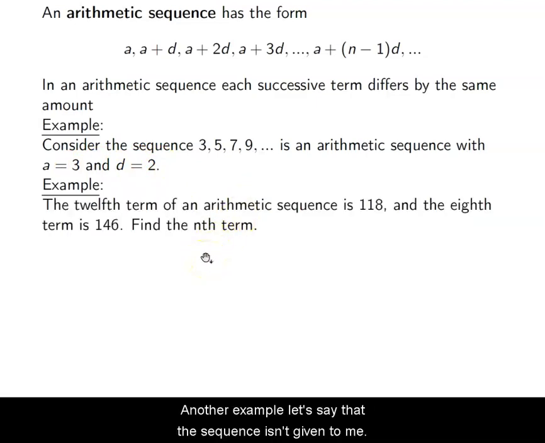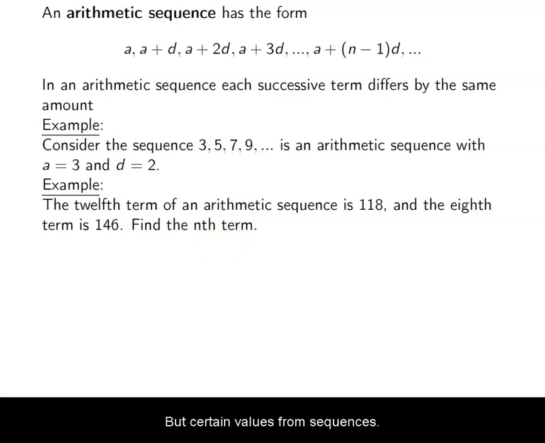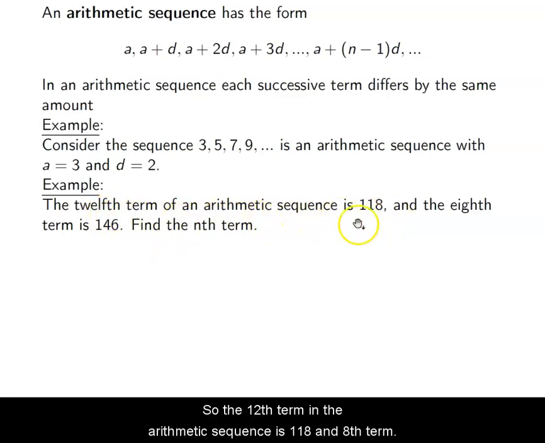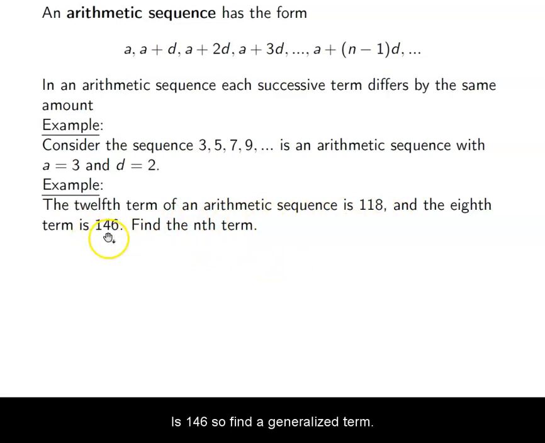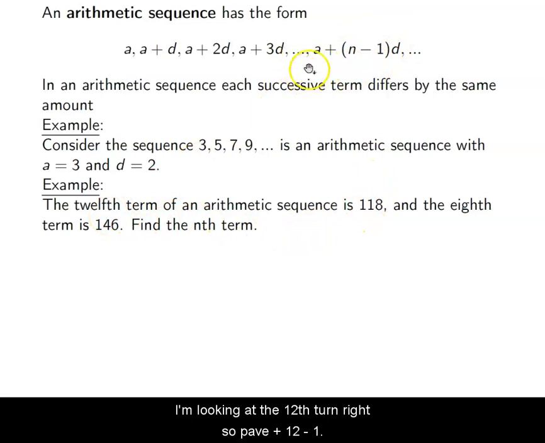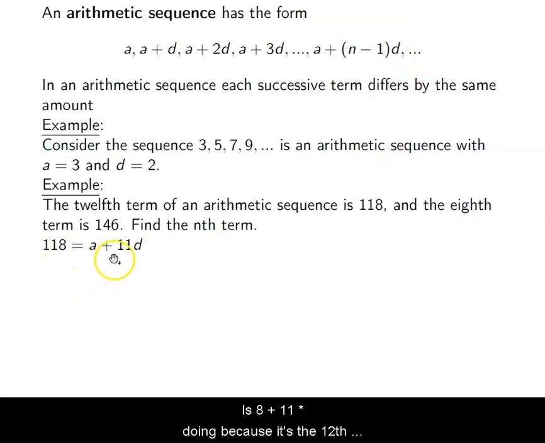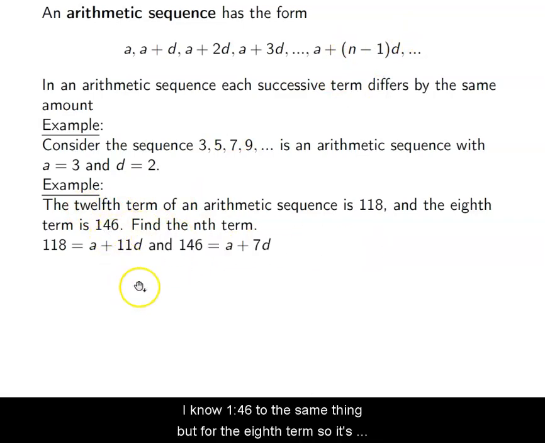For another example, let's say that the sequence isn't given to me, but certain values from the sequence are. So the 12th term in the arithmetic sequence is 118, and the 8th term is 146. Find the generalized term in this case. I don't know what a is. But if I follow this formula, for the 12th term I have a plus (12 minus 1) times d. So I know 118 is a plus 11d because it's the 12th term. I know 146 is the same thing, but for the 8th term, so it's 8 minus 1 times d.